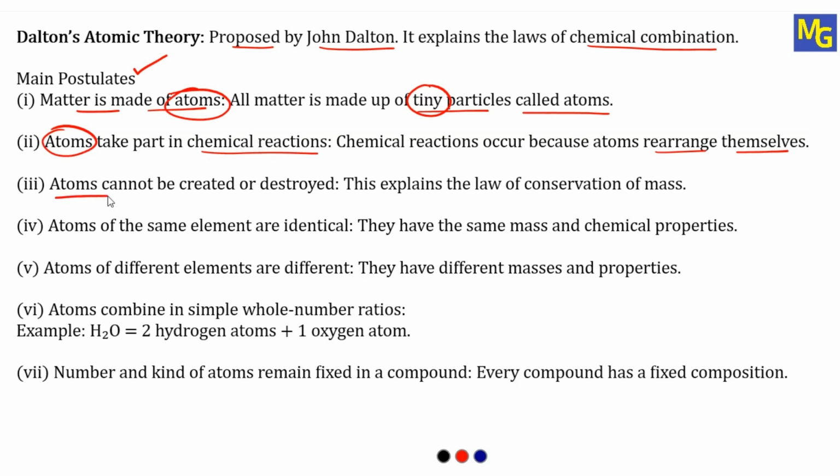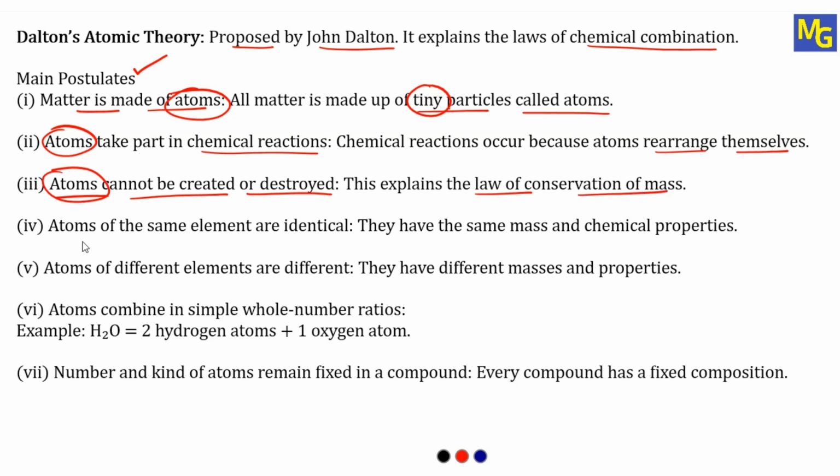Third point, atoms cannot be created or destroyed. This is the law of conservation of mass. So whenever any chemical reaction takes place, atoms or matter or mass cannot be created or destroyed. This explains the law of conservation of mass.